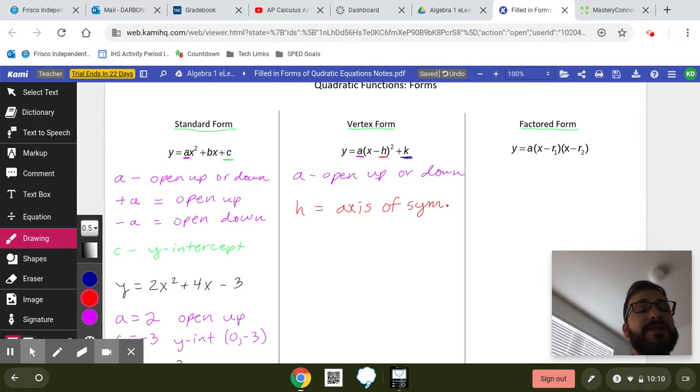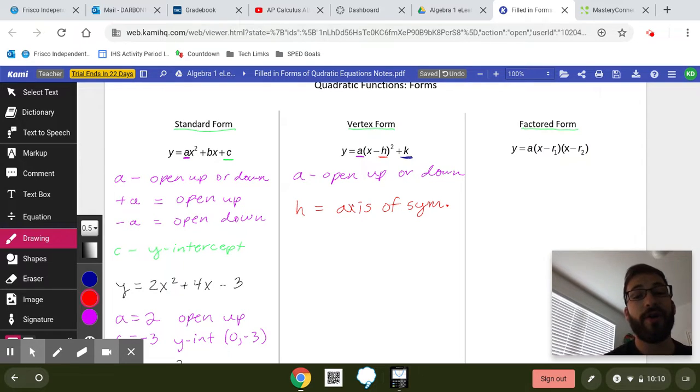So h is always going to be equal to our axis of symmetry. Now, the weird thing about it is that notice how we have x minus h. I only took out the h, I didn't take out the negative h. So whatever that number is, if it's like x minus 2, our axis of symmetry would be x is equal to positive 2. If it's x plus 3, our axis of symmetry would be negative 3. So our axis of symmetry is always the opposite sign of what's inside here with the h, which is a little bit weird to think about.